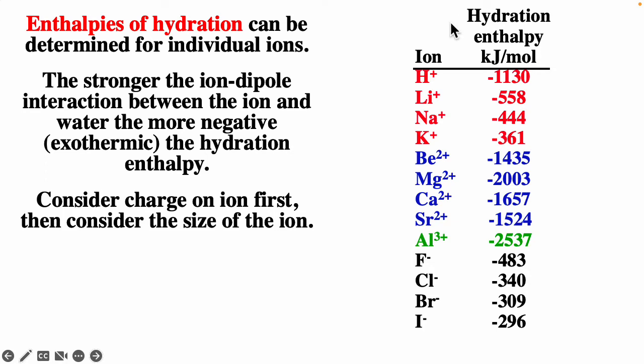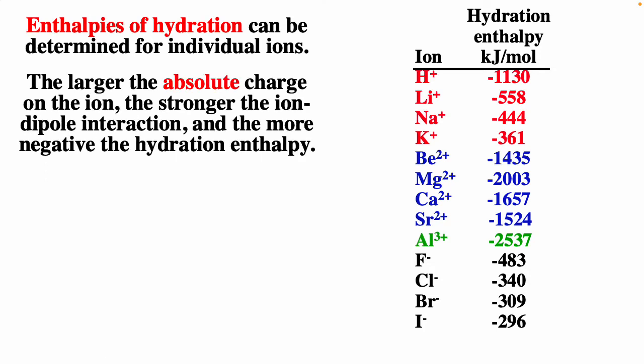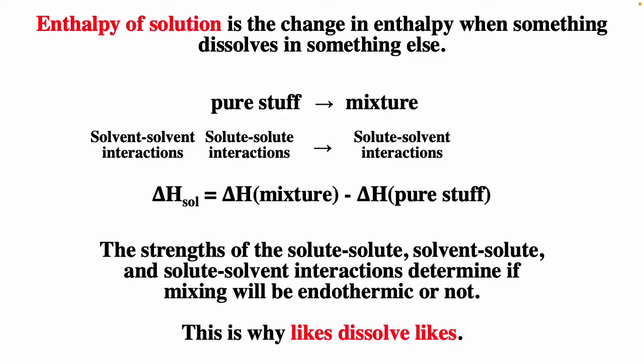And so we can determine enthalpy of hydration for individual ions. Again, the stronger the ion-dipole interaction, the more negative the enthalpy of hydration. And then enthalpy of solution is the change in enthalpy when something dissolves in something else. And so you can imagine you're going from pure stuff to a mixture.